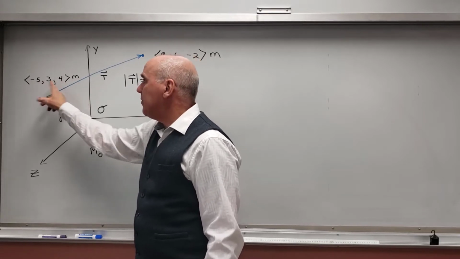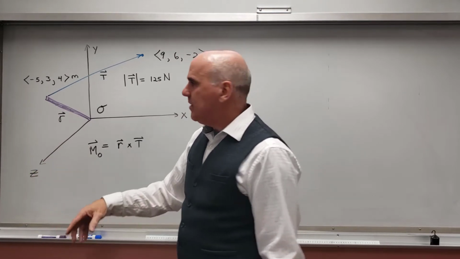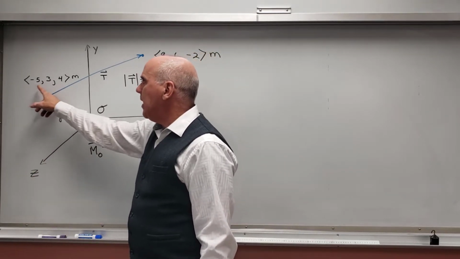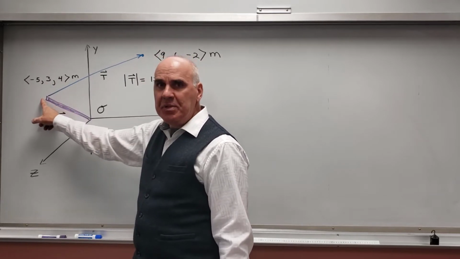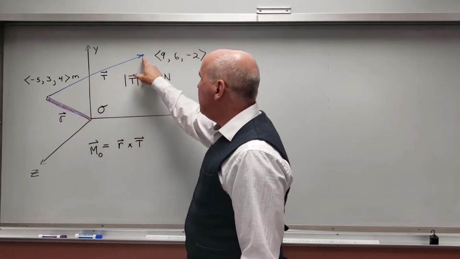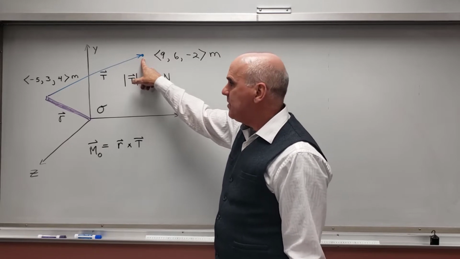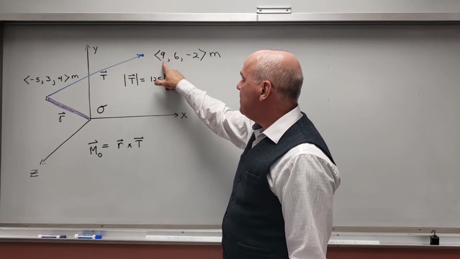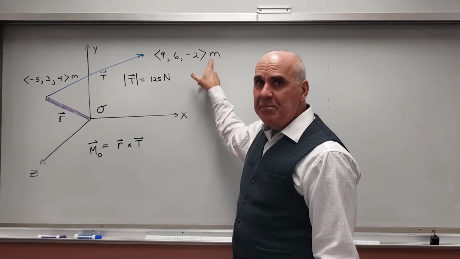It's just a different way for me to notate the rectangular format, so I don't have to write all the i's, j's, and k's. So negative 5i plus 3j plus 4k meters. That's the end of the beam. And then there's a cord attached to that beam, and the end of the cord is attached to a point up here and fixed in space. And that point is 9i plus 6j minus 2k meters.